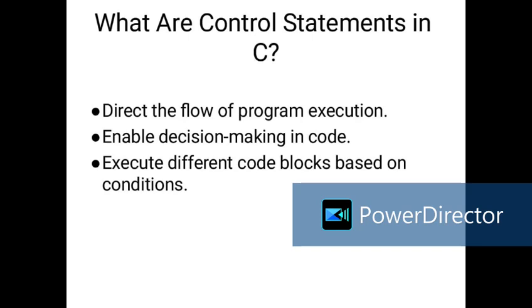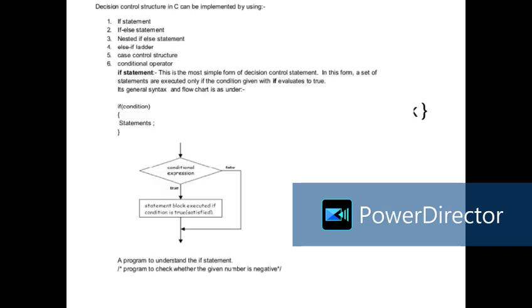What are control statements? Control statements are instructions that determine the flow of control in a program. They allow a program to make decisions, repeat tasks, or jump to different sections of code. Without control statements, a program would only execute in a straight line from top to bottom. There are several types of control statements in C: if, if else, else if ladder, switch, and nested if. Each of them serves a specific purpose and is used in different scenarios.